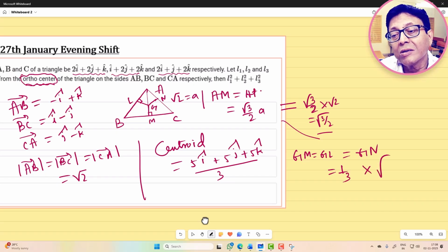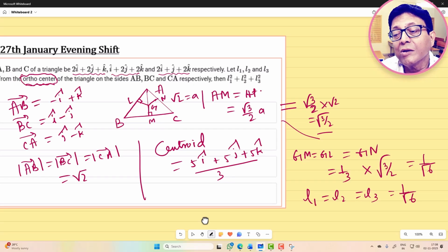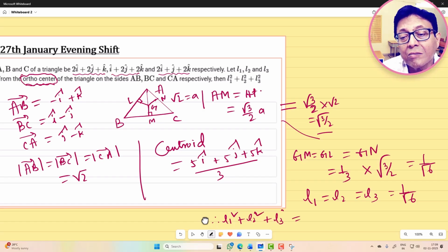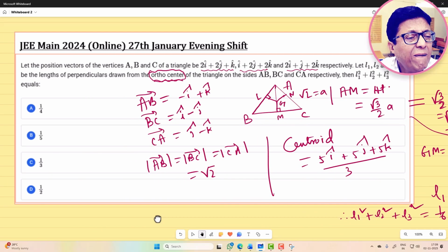Height, how much did you get? √3/2. So this is 1/√6. So you got L1, L2, L3 all equal to 1/√6. Therefore, L1 square, L2 square, L3 square are going to be 1/6. The value is equal to 1/2. Okay? But D is the correct answer.